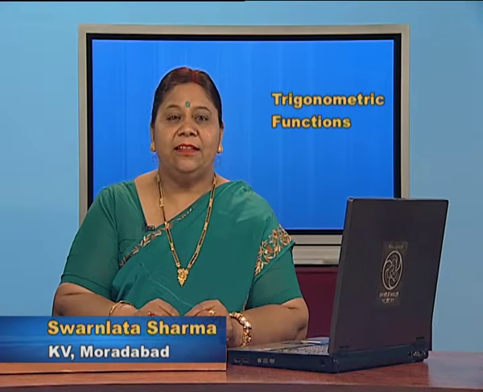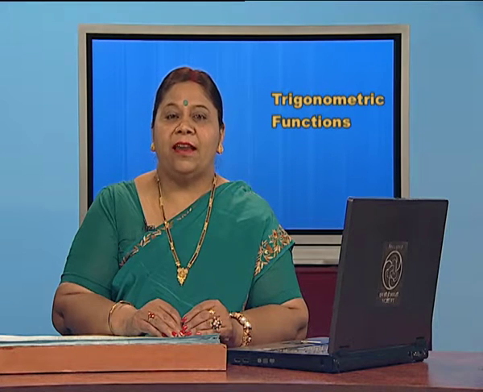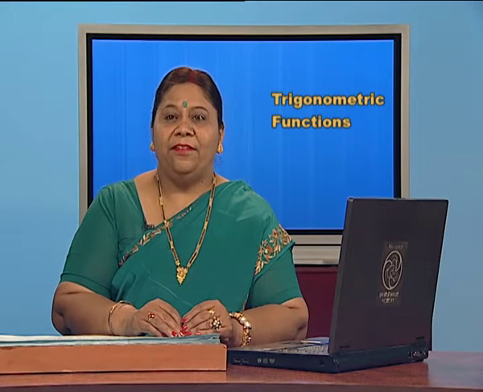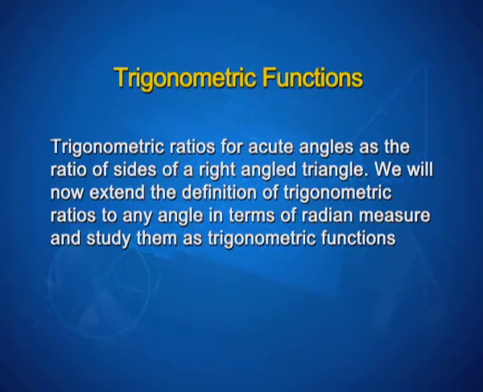In the last session, we discussed trigonometry and various types of angle measures. Today, we shall discuss trigonometric functions. In earlier classes, we have studied trigonometric ratios for acute angles as the ratio of sides of a right angle triangle. We will now extend the definition of trigonometric ratios to any angle in terms of radian measure, and we will study them as trigonometric functions.